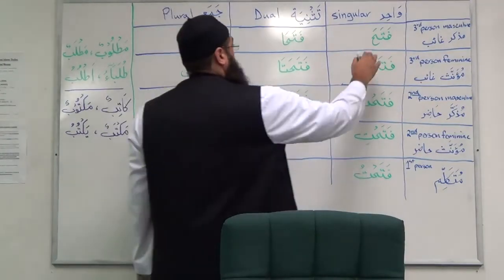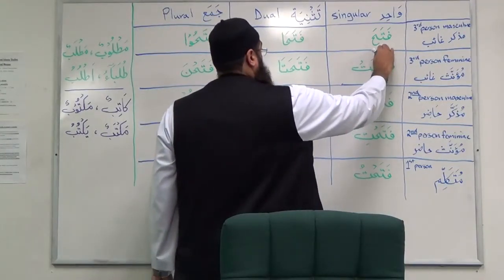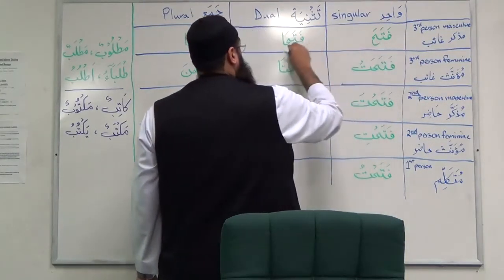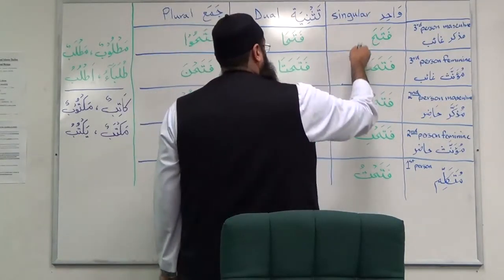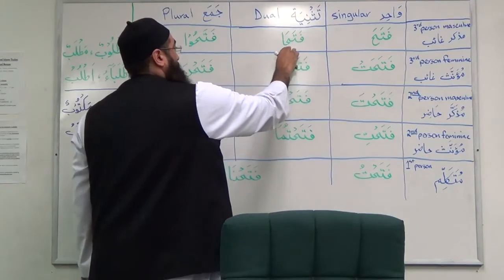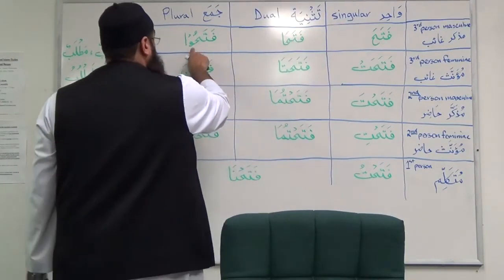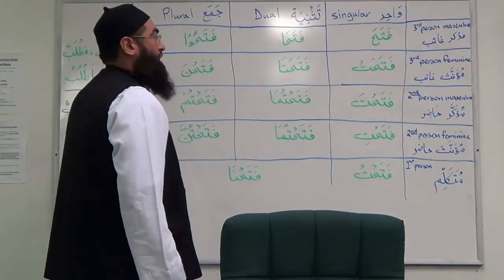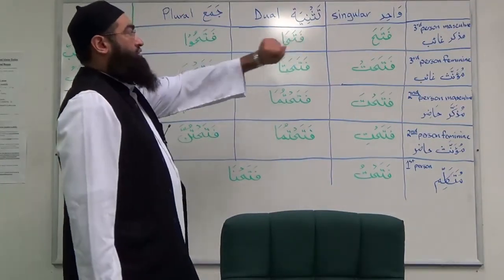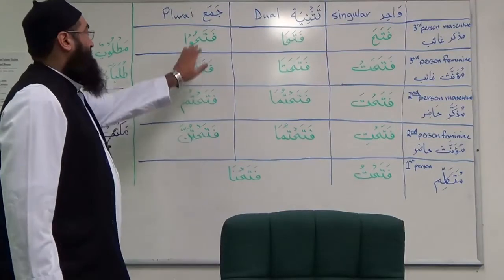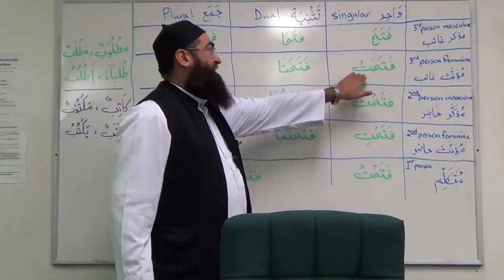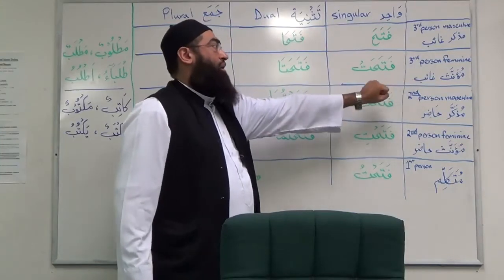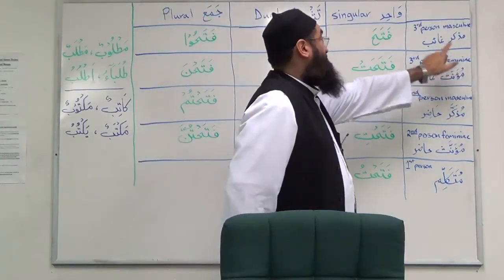Alright? So what do we do to the wahid mudakkar ghaib, the singular third person masculine, to make it dual? You add an alif at the end to make it masculine dual. You add a waw to it to make it jama mudakkar ghaib, plural, third person masculine. You add a ta sakina to make it third person singular. So wahid muannath ghaib, the third person feminine singular.